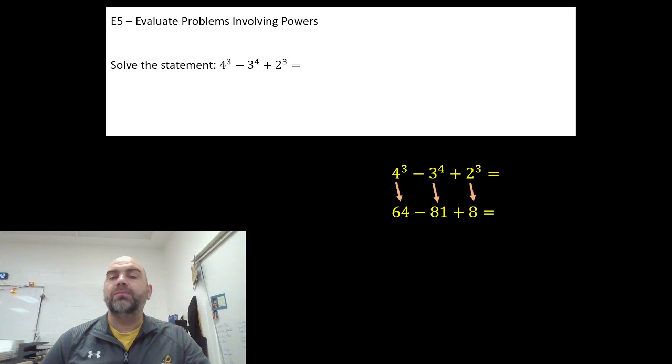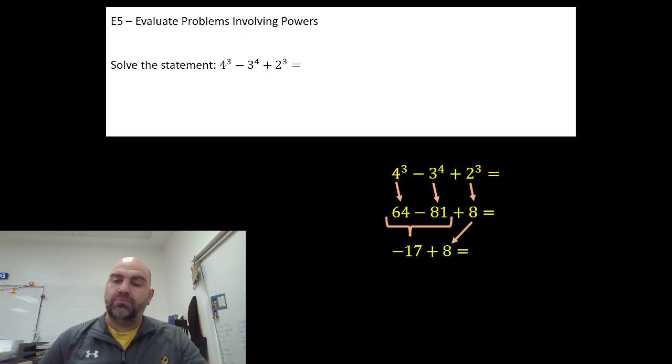Now, at this point, we have to take a look at the order of adding and subtracting. We know that adding and subtracting are done together at the same time, but we work left to right. So we want to start with the first one there, 64 minus 81, and do that first, and that's going to give us negative 17. Now that 8 just gets put right beside, in the same exact spot, because we want to continue that path as we go through our operations.